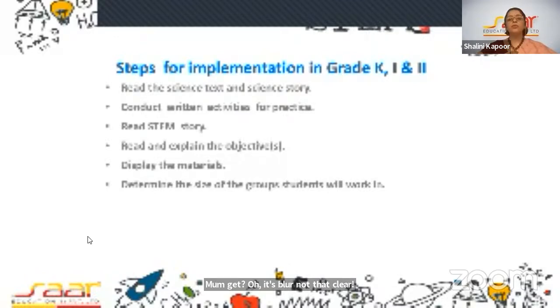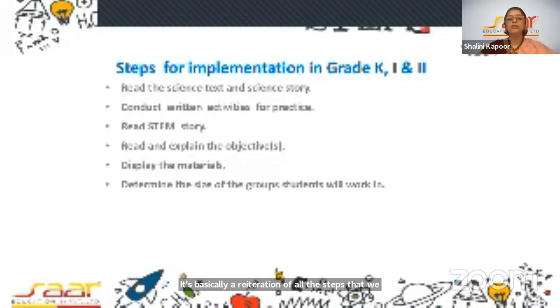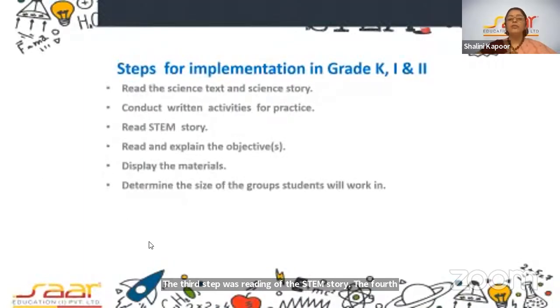So I'll just read out what I have put on the slide. It's basically a reiteration of all the steps that we have used for implementation, which we just did in the walkthrough. First we read the science text and the science story. Then the written activities were conducted for practice by children. The third step was reading of the STEM story. The fourth step was reading and explaining the objective of the challenge and display of the material. These 5 things teachers can complete maybe in the first block period, and then the next one will be determining the size of the group.